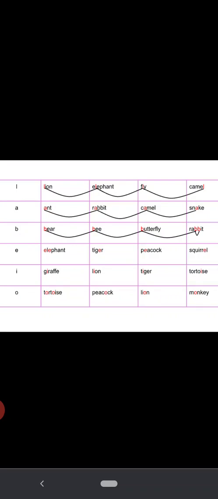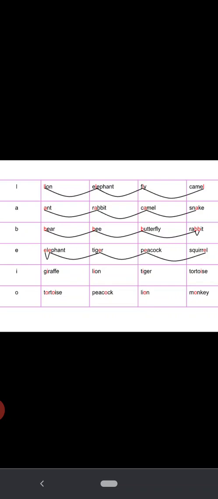So we have to join first E in elephant. There are 2 E's in elephant. So let us join those 2 E's together. Now from second E in elephant to E in tiger. Now from E in tiger to E in peacock. Now E in peacock to E in squirrel. The next letter that is given is I.